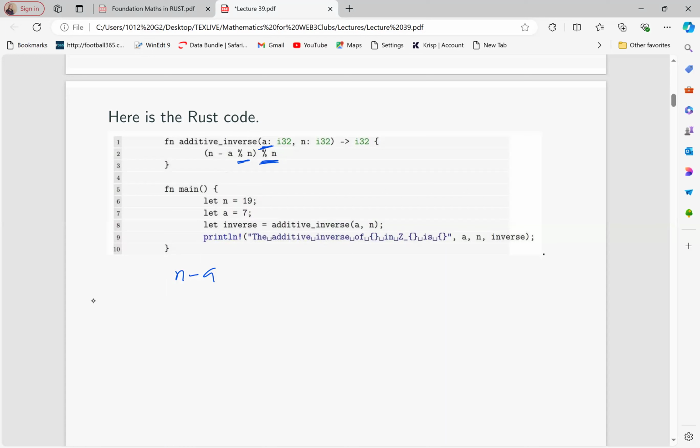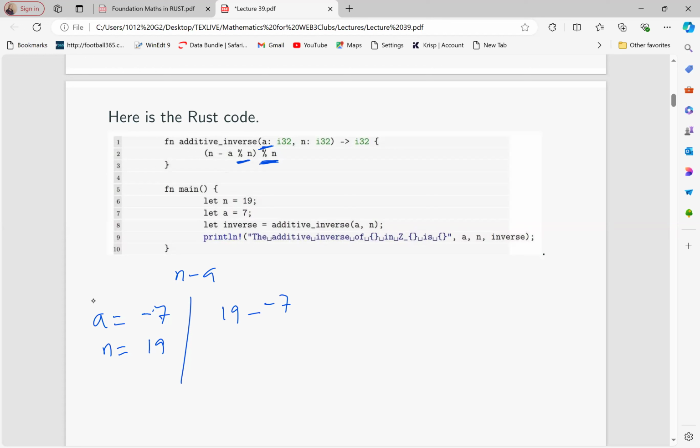Because supposing my A is -7, and supposing n is 19, and I want to get the inverse of -7. Is that okay? Of course, the inverse of -7 is supposed to be 7. Now, without this part and this part, if I take n minus 7, it will give me 26. This is 26. Is that okay?